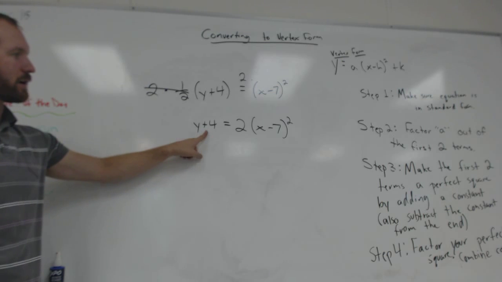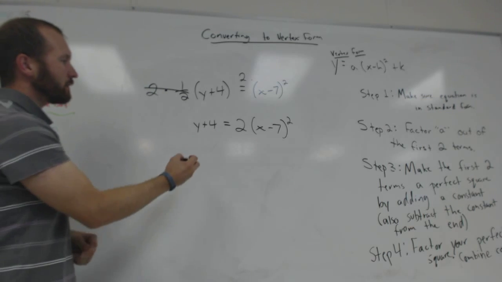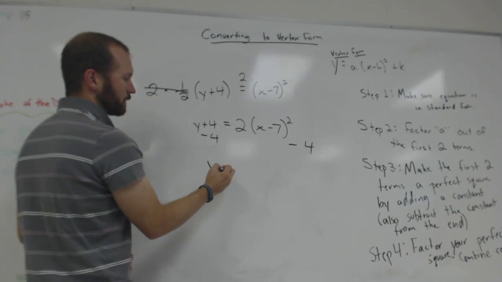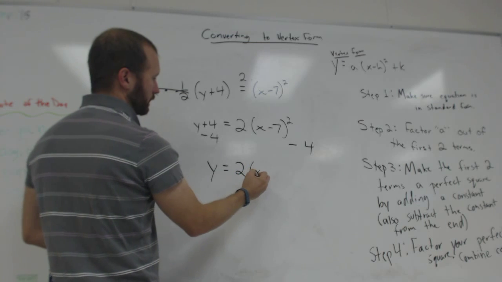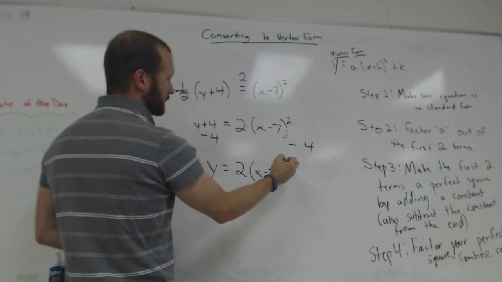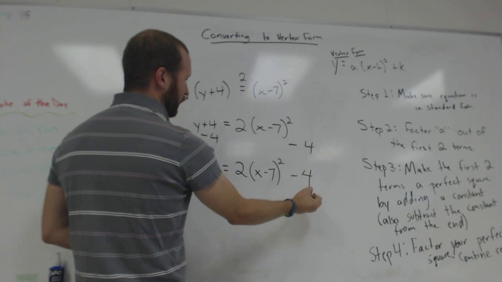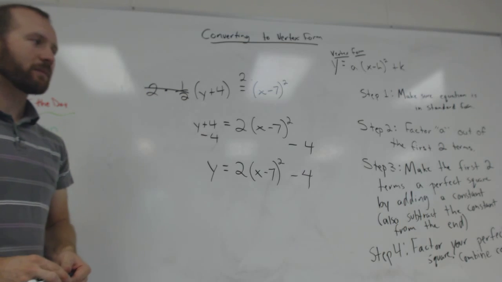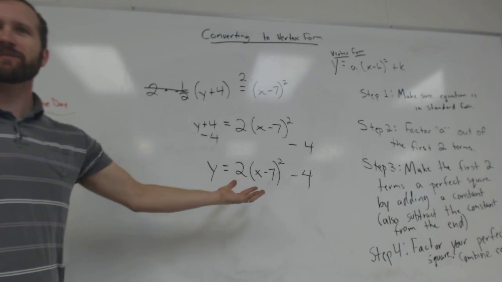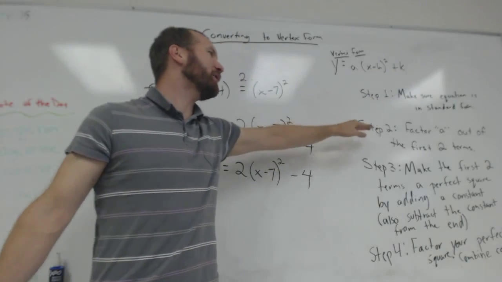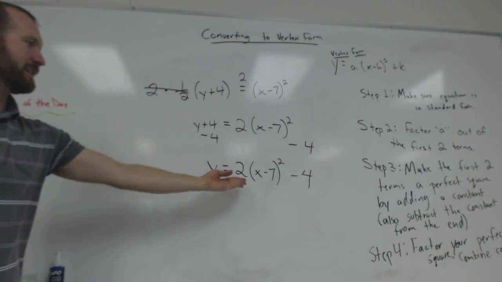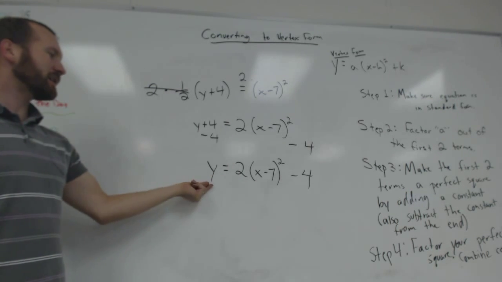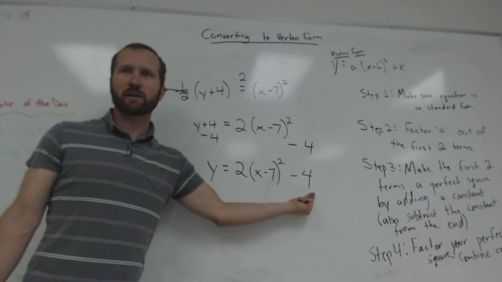What else is in the way of y here? How do I get rid of plus 4? Minus 4 from both sides. 2 times x minus 7 squared minus 4. Now I better get this in the standard form, right? That is already vertex form. I'm not going to go all the way back to standard form and then do all of this. This is vertex form. So just by isolating the y, I put it into vertex form.